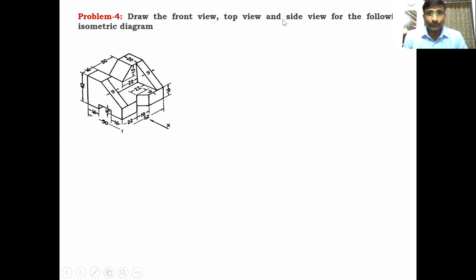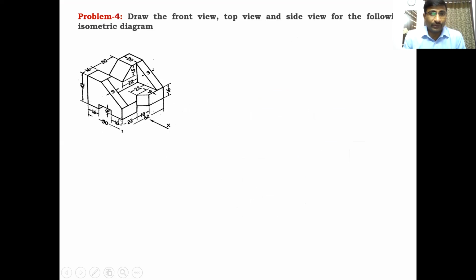Draw the front view, top view, and side view for the following isometric diagram. This is the given diagram, the isometric diagram. From this, you have to reproduce the orthographic views, that is front, top, and side views.